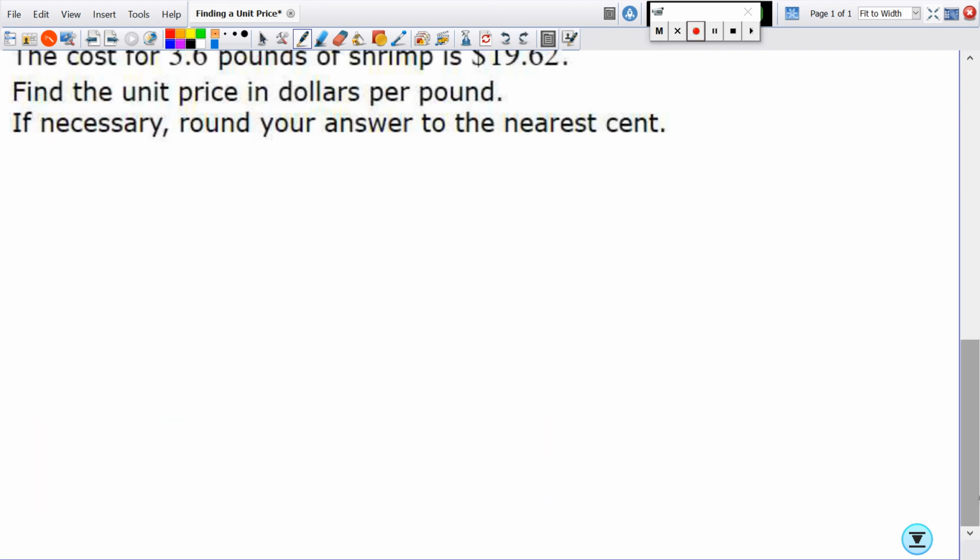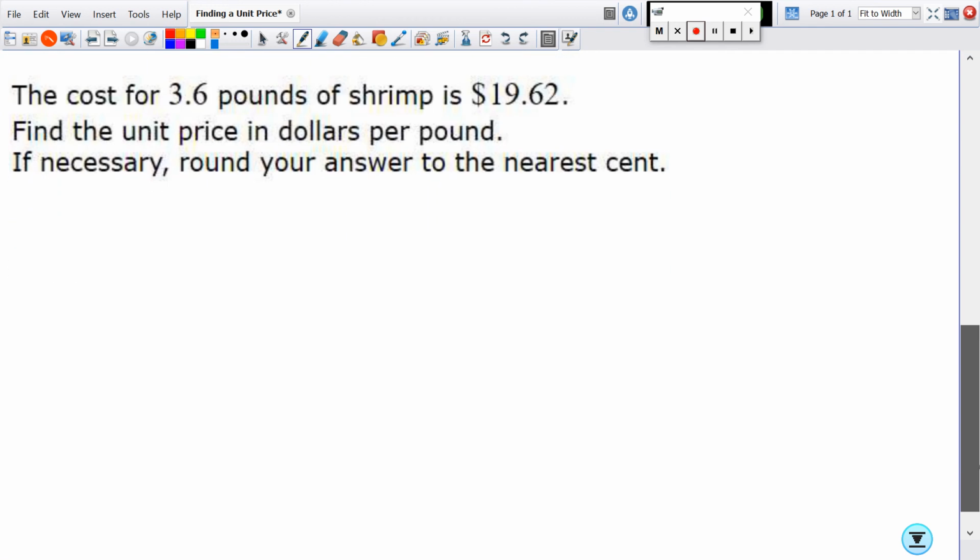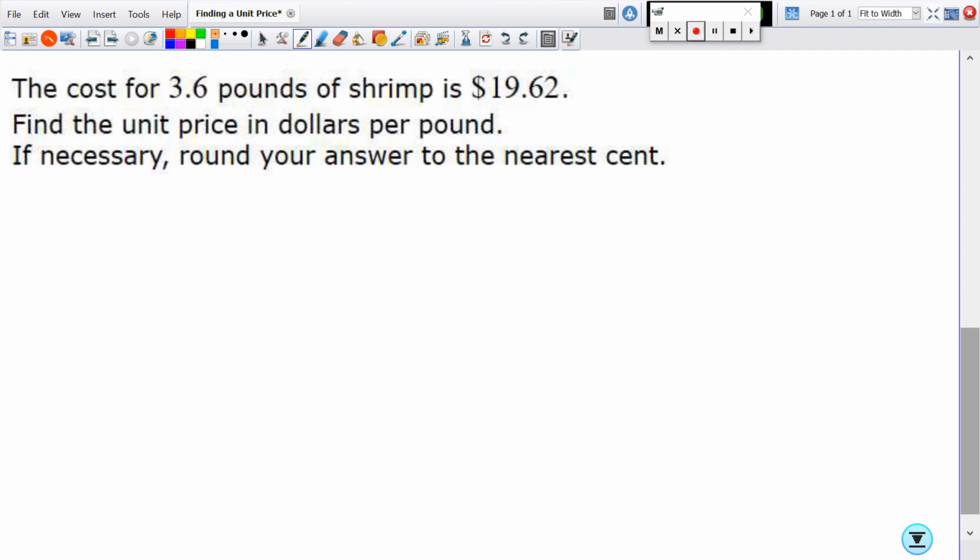And the final one, oops, sorry about that. The cost for 3 6/10 pounds of shrimp is $19.62. Find the unit price in dollars per pound, and if necessary, round your answer to the nearest cent. These are both decimals. And it says dollars per pound, that's giving you the order to do things in.